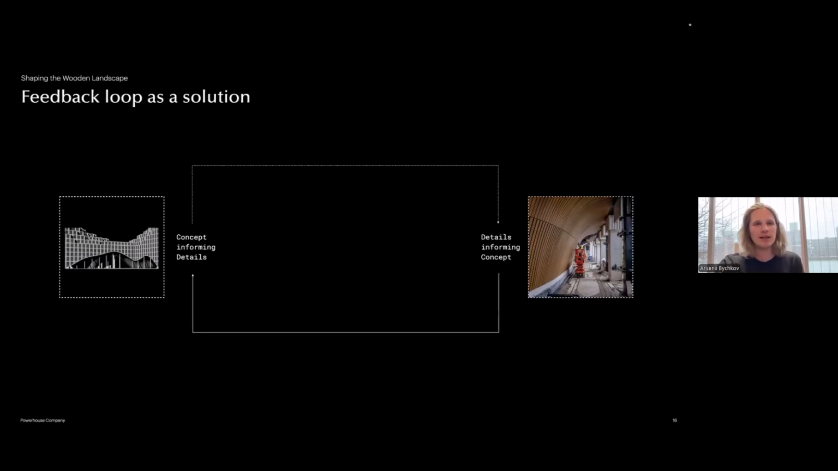So basically, the perfect solution for such complex shape projects, in my opinion, is building some sort of feedback loops where the initial concept is informing the detailed design, while the detailed design at the same time is informing the concept. And of course, in my opinion, there is no better tool for building these feedback loops than Rhino and Grasshopper.